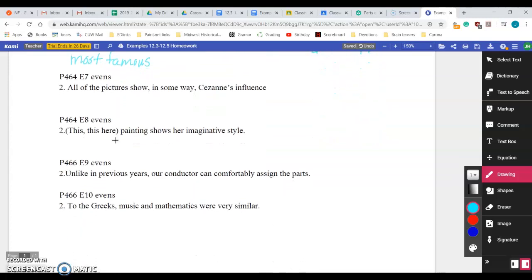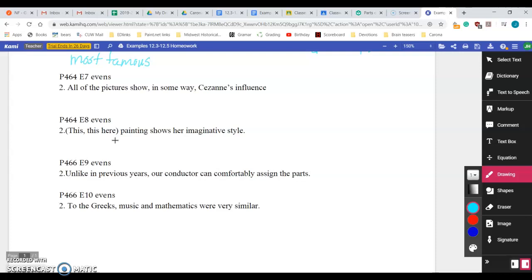On page 464, the first section asks us to do this: write the demonstrative form in each sentence, then write adjective or pronoun to tell what kind it is. So basically, you're looking for one of those demonstratives. Those are this, that, these, and those. Find one of the words and then tell me, is it a pronoun or an adjective?